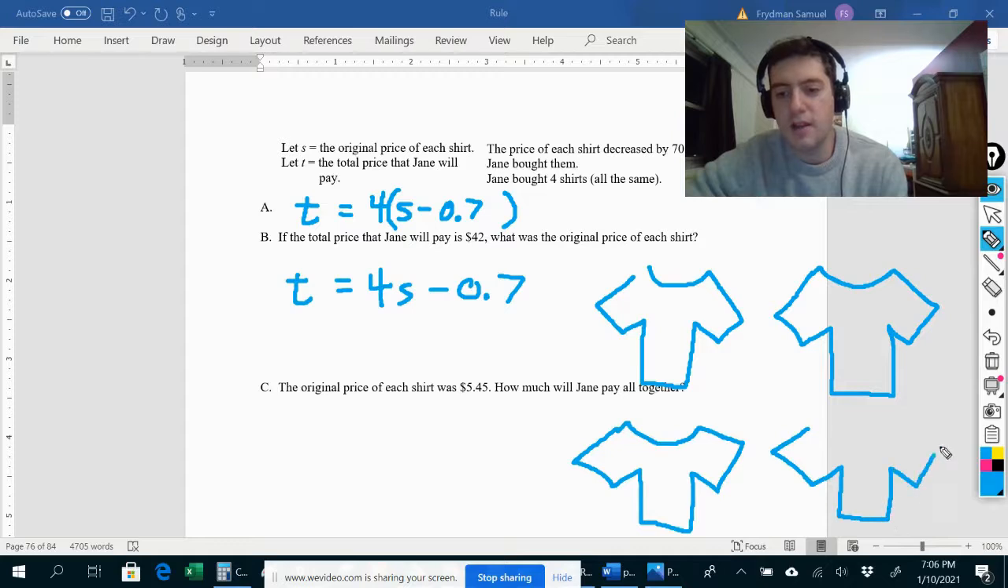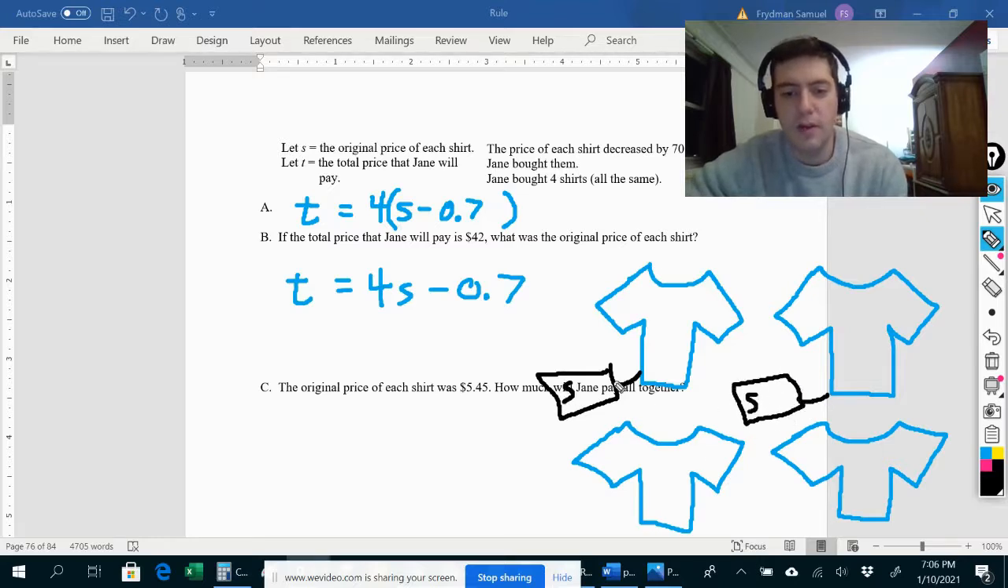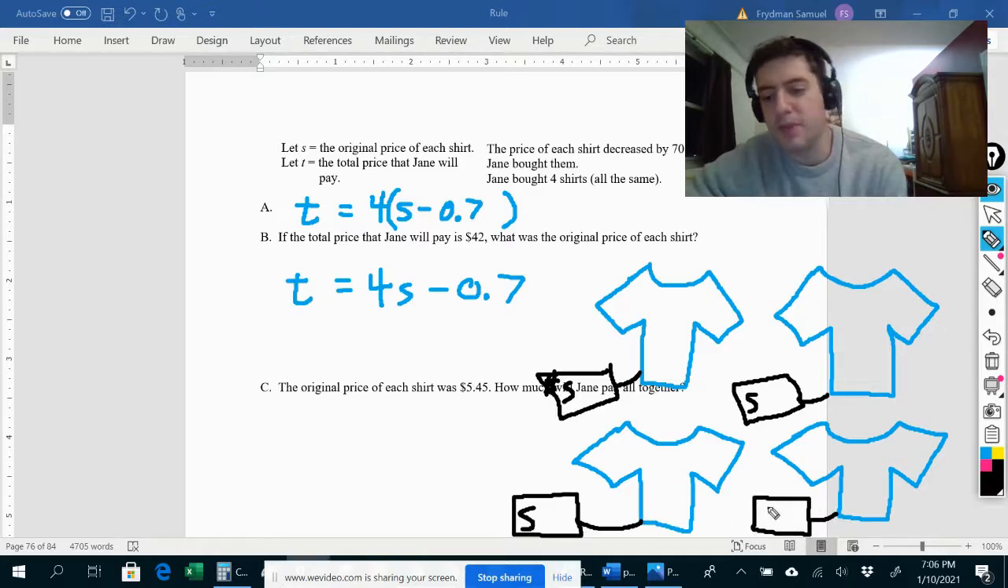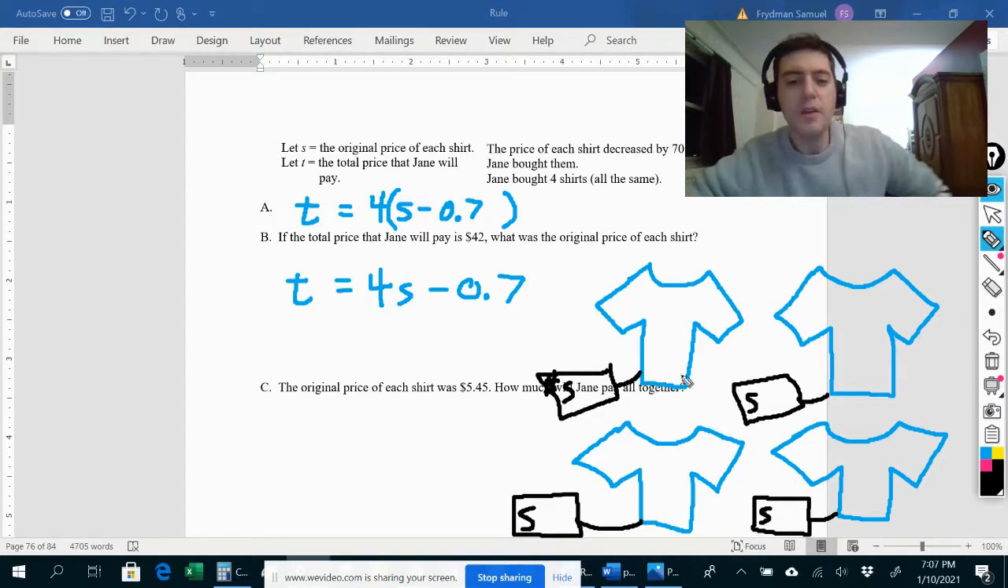Let's say that these are the four shirts, and each shirt has a price tag written on it. So the price of each shirt is S. All right, it's S dollars, right? If you want to put a dollar symbol, I'll just put it over there in that one. We don't know what S is, but each of these shirts costs S dollars. S might be 5, it might be a $5 shirt, it might be a $10 shirt, whatever, right?